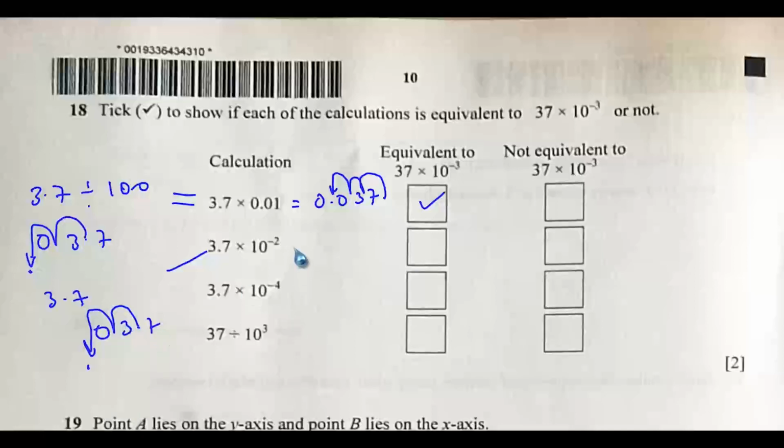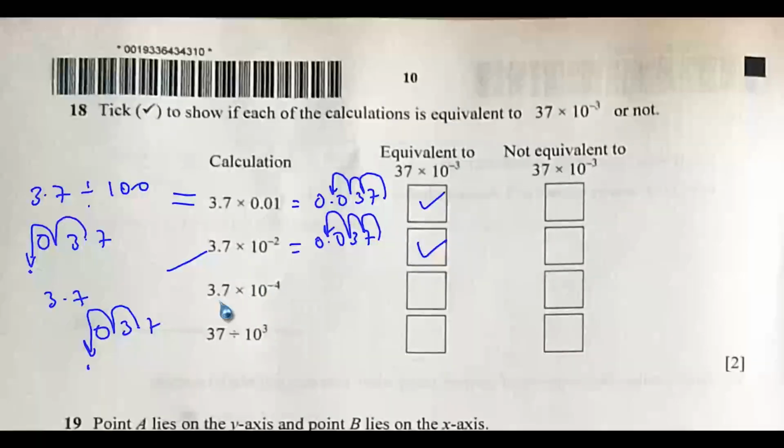So that means this is the same as 0.037. So if you want to write it as this, okay, so that means you have 1, 2 and 3, okay. So this will be 37 times 10 to the power of negative 3. So you can check this.